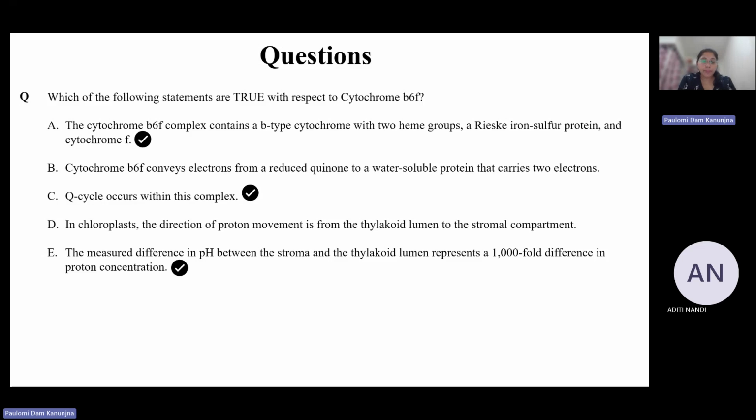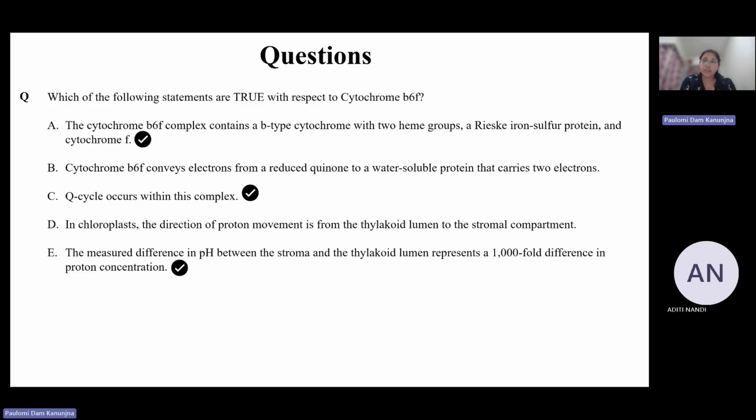Right. So the first one says the cytochrome B6F complex contains a B-type cytochrome with two heme groups, a FeS protein, and a cytochrome F, and that's correct. Statement 2, which is incorrect. Why? The statement says cytochrome B6F conveys electron from a reduced quinone, which is correct because quinone is the electron acceptor there, quinone, to a water soluble protein that carries 2 electrons.